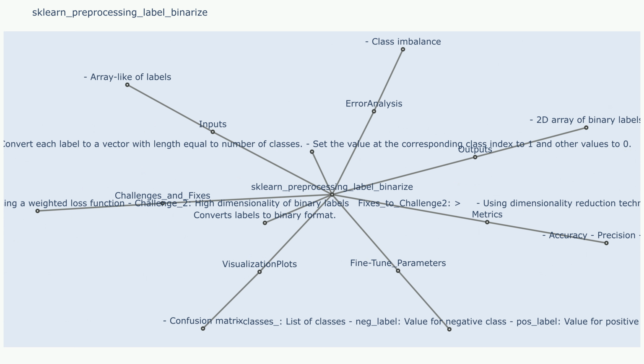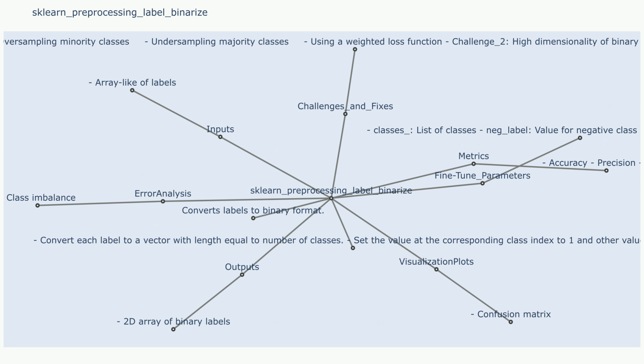Challenge 2. Inconsistent label encoding between training and testing data. Sample use case that resulted in challenge 2. If the labels in the training data and testing data are encoded differently, the model may not be able to generalize well. Fixes to challenge 2. Ensure that the labels are encoded consistently across the training and testing datasets using a consistent label encoder.